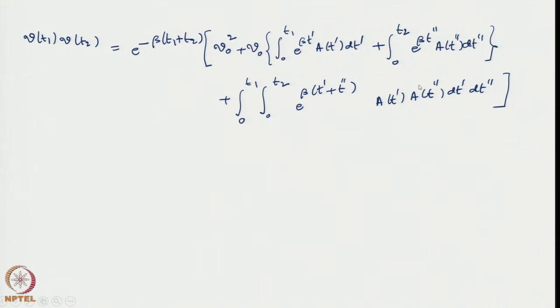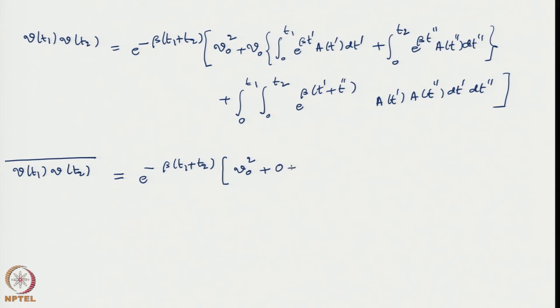So, we input this to arrive at an expression v t 1 v t 2, we use over bar for ensemble average, that will be e to the power minus beta t 1 plus t 2 will remain the same. So, v naught square will remain the same, because it is not a statistical quantity. Thus, this term within v naught will become 0. So, just to remember that, we will call it as 0. The next term also will be 0, and the third term will have gamma.